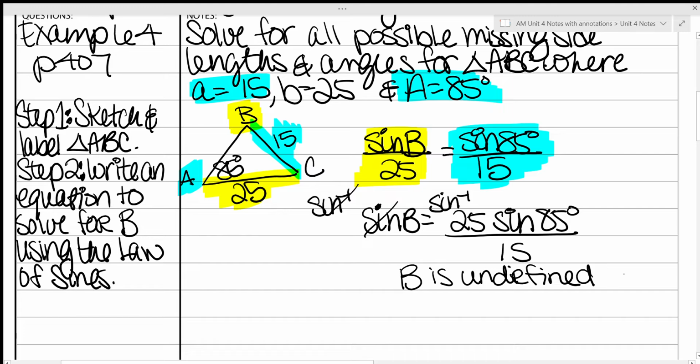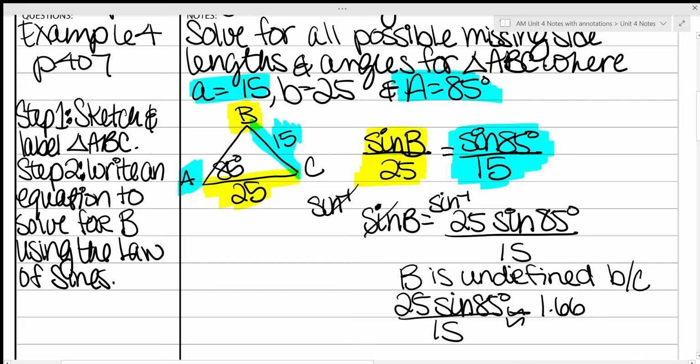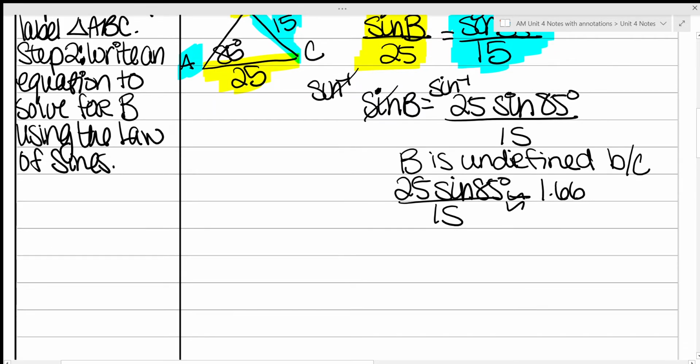That's because when I have this expression here, oh, I don't want pi, because 25 sine 85 degrees over 15 is approximately 1.66, and sine inverse does not have values above that.